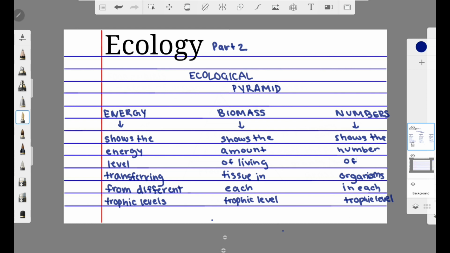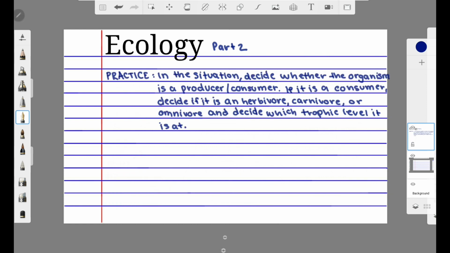So now going back to our three different types of ecological pyramids. First, we have our energy ecological pyramid. This shows the energy level transferring from different trophic levels. Your biomass pyramid shows the amount of living tissue in each trophic level. And your numbers pyramid just shows the number of organisms in each trophic level. So this would be like comparing the number of producers to primary consumers or other things like that.